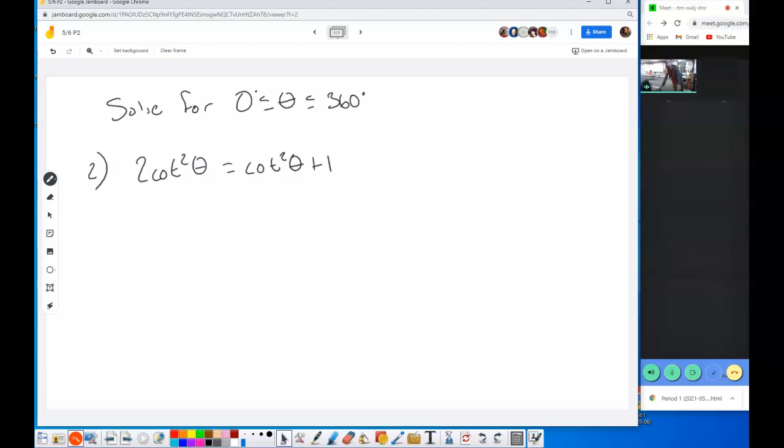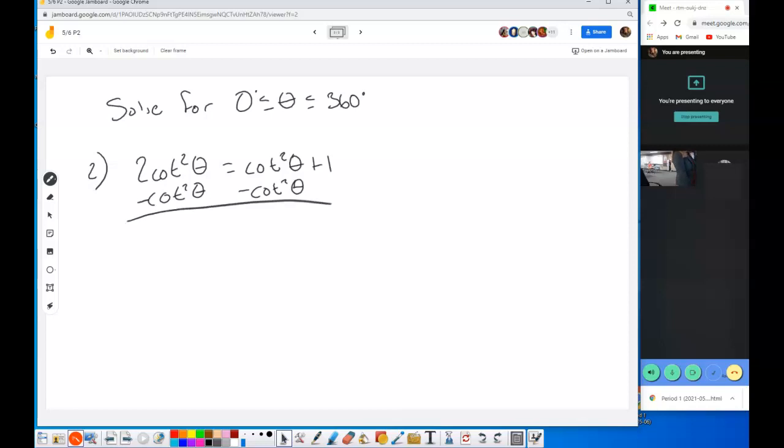So the first step was isolate the trig ratio. How would I do that? So our first step says to isolate the trig ratio. I would get rid of one of the cotangents, so what am I going to do to both sides? I'll go ahead and do that. So we have 2 cotangent squared minus 1 cotangent squared, which is going to be 1 cotangent squared, equals 1.